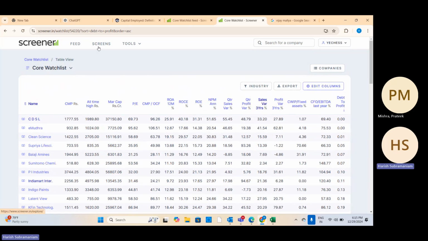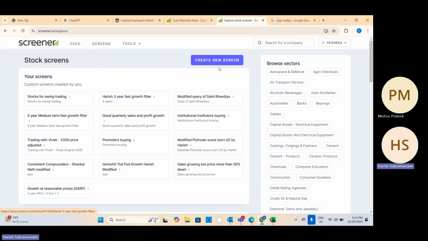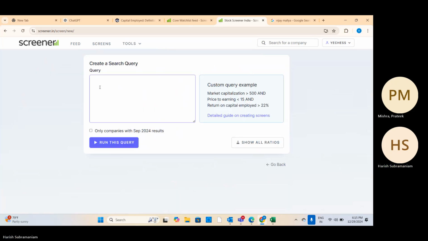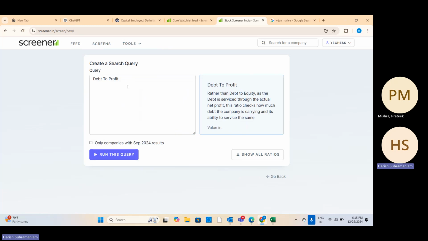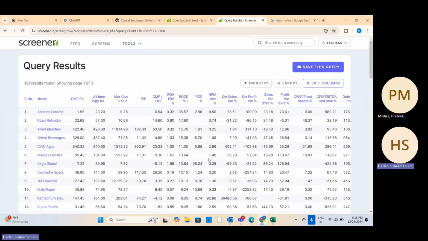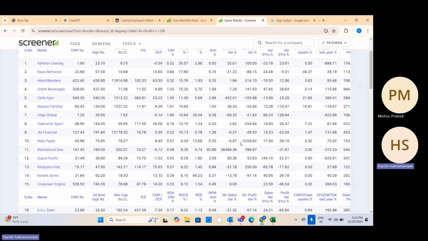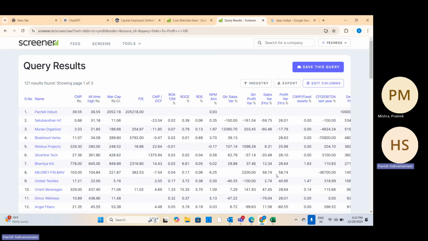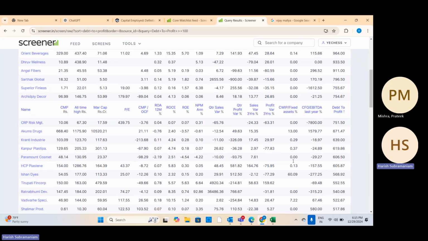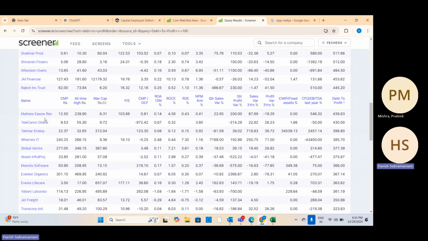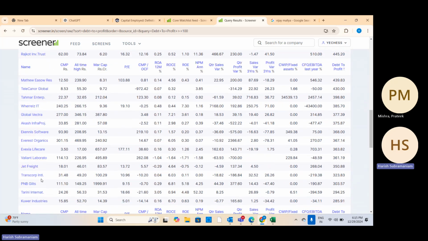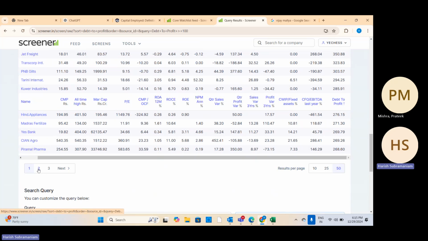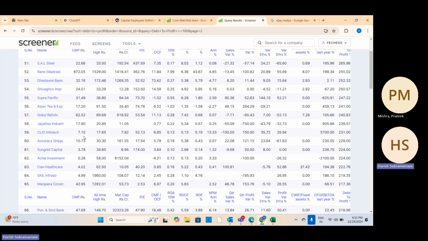Now let's just go to this. We'll see one more thing. Screener, create new screen. Debt to profit is greater than 100. Let's see how many companies are here. Are there any? Yes, there are actually 120 companies which have a very high debt to profit, right? So these companies are all risky companies. Based on this number itself, I would say, no, don't go near these companies. These companies may have a huge risk. And do we see any good company, any name that we know of? Typically, we may not, right?